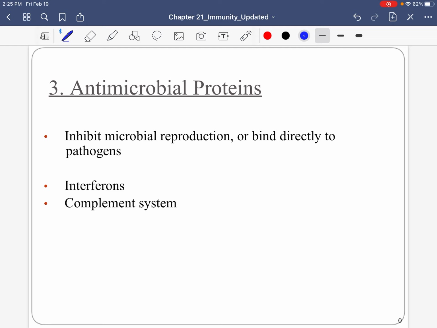Well, guess what? We don't just have white blood cells. We know the white blood cells are a part of our immune system. They're a big part of our immune system, but we have other types of cells that help. And here's an example of that. So a third tool we have in our body as part of our second line of defense are a series of antimicrobial proteins. We are going to talk about 2 types. We'll talk about antimicrobial proteins that make up interferons, and we'll talk about the antimicrobial proteins that make up the complement system.